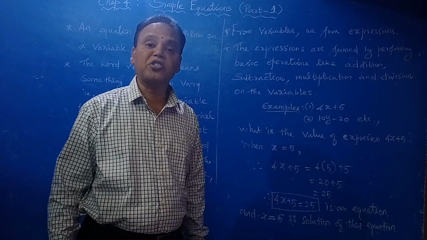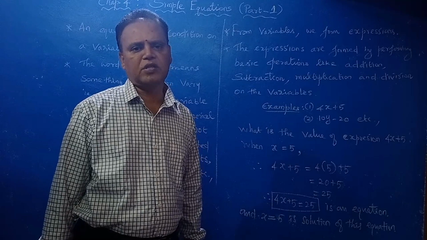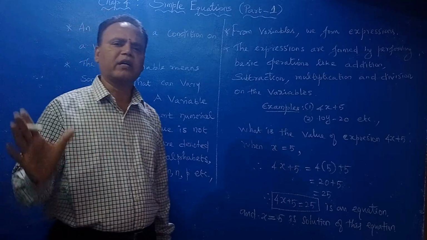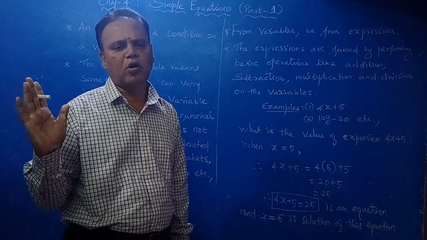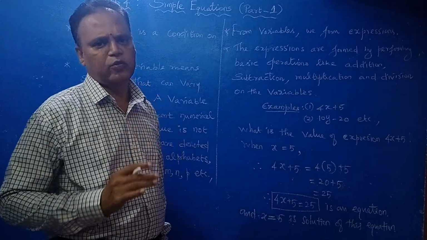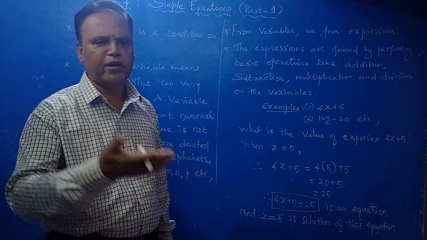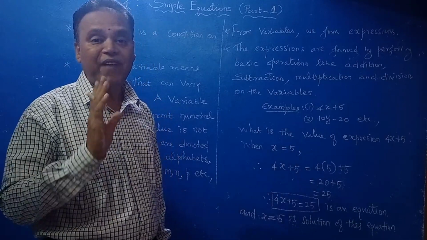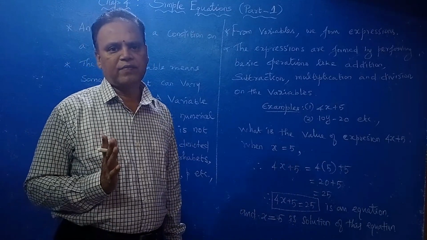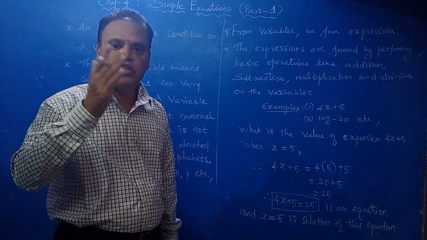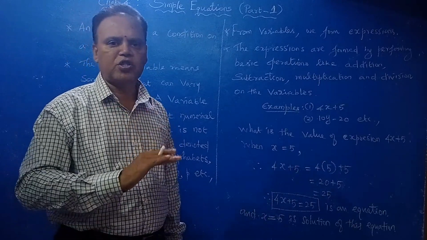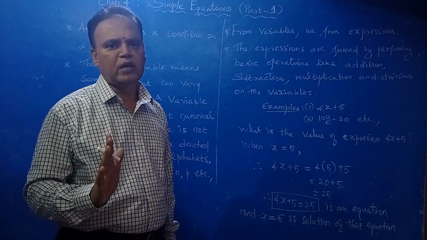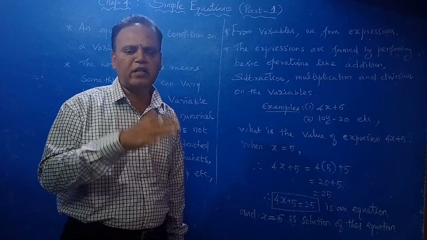So what is a constant? Constant means fixed value. All numerical values are called constants. Constant means a fixed value, like 100, 15, 16. Constant means the value does not change, whereas variable means the value changes. So always remember the difference between constant and variable.